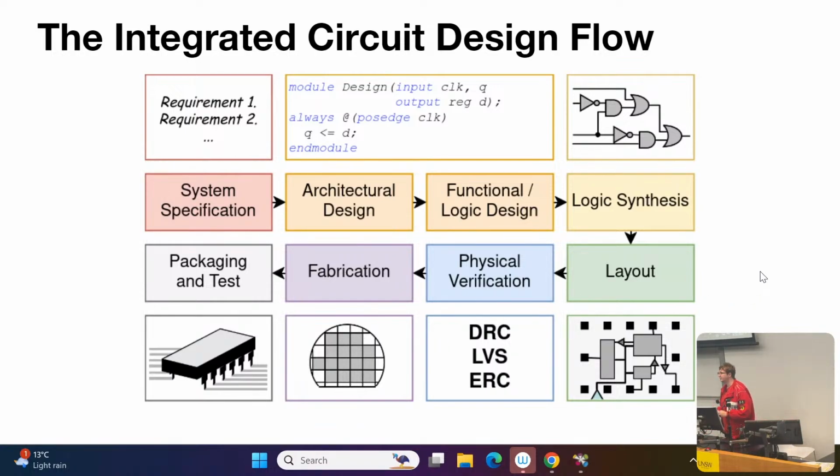Yes? Is the code actually connected to the hardware, or is this like pseudocode, and then from the pseudocode you make the logic gates? Oh, this circuit has nothing to do with that code here, if that's your question. This is a real piece of circuit. It's for a D flip-flop. This is not the diagram for a D flip-flop.